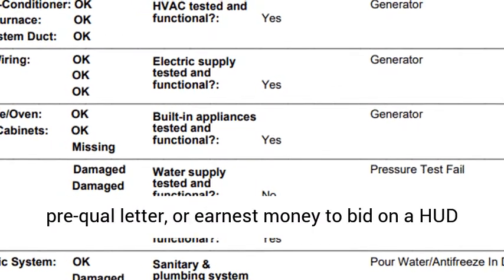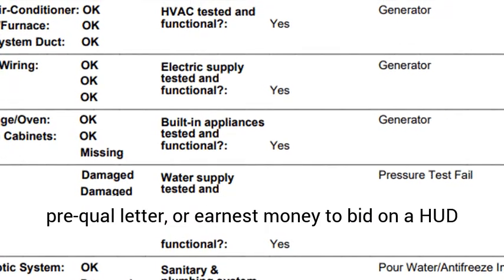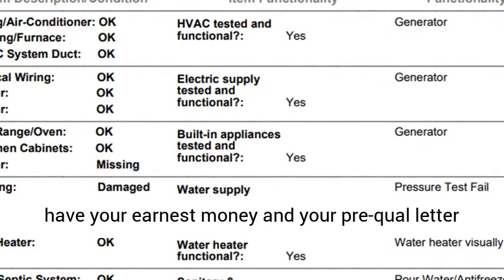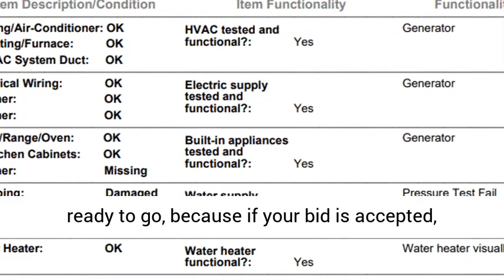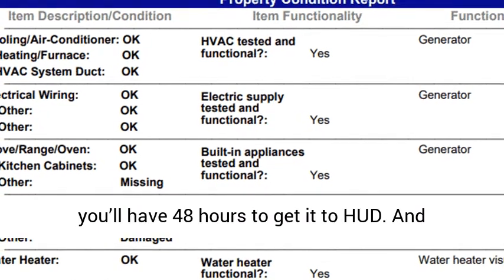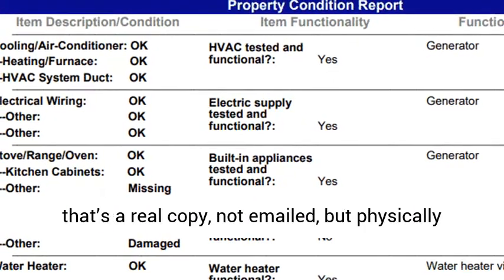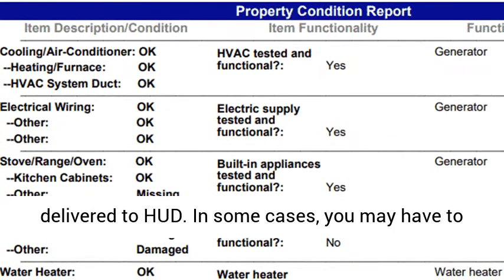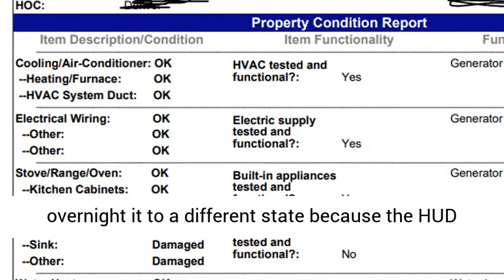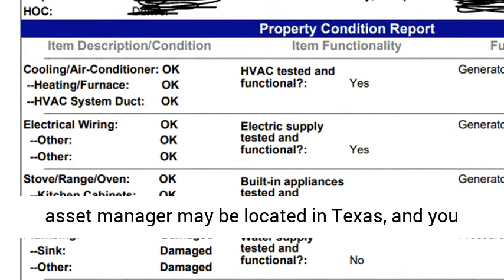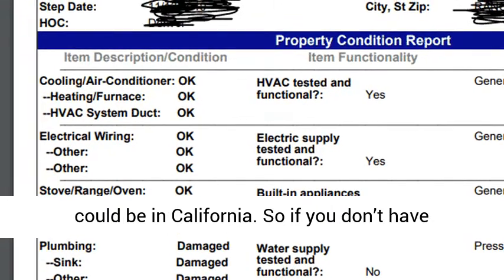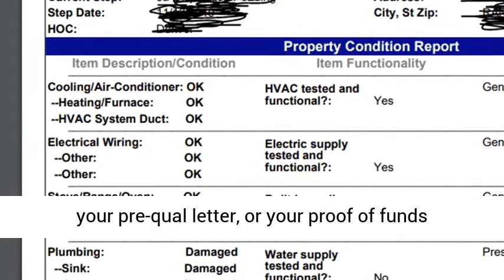Technically, you don't have to sign any contracts, provide a prequal letter, or earnest money to bid on a HUD home. However, it is highly suggested that you have your earnest money and your prequal letter ready to go, because if your bid is accepted, you'll have 48 hours to get it to HUD. And that's a real copy, not emailed, but physically delivered to HUD. In some cases, you may have to overnight it to a different state because the HUD asset manager may be located in Texas and you could be in California.